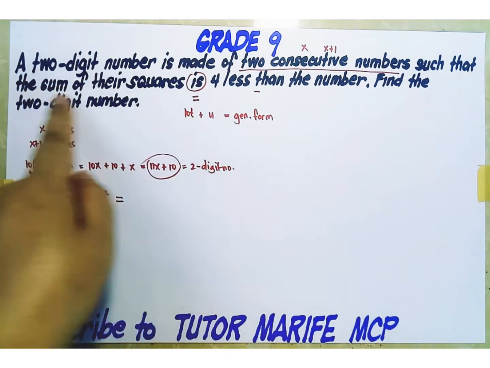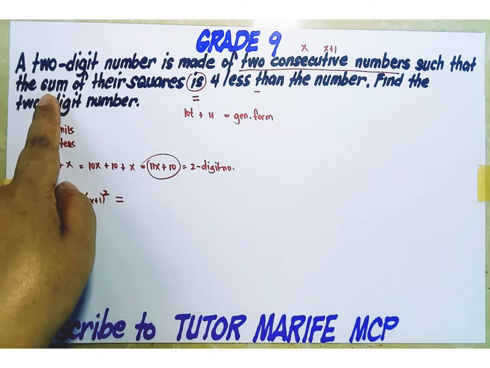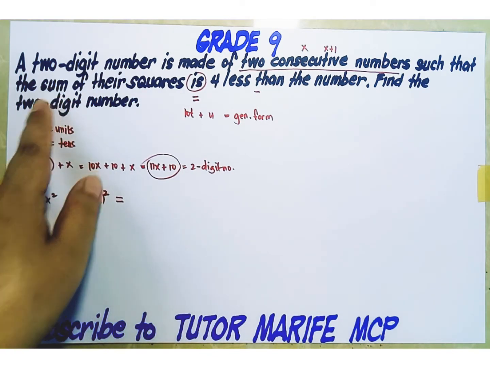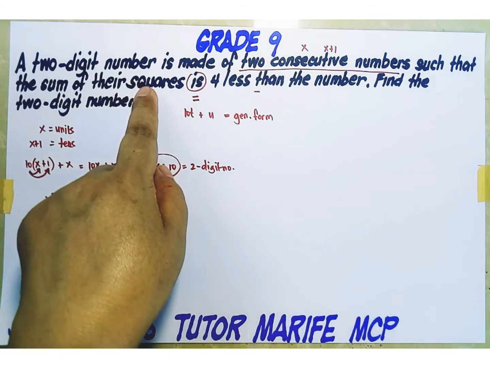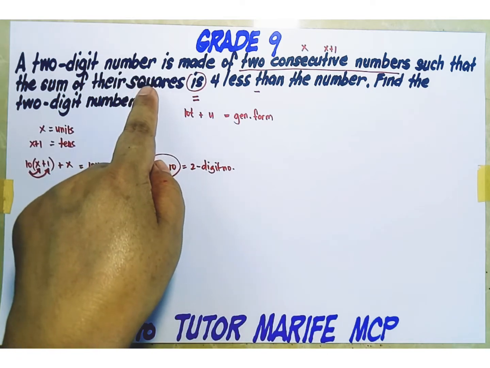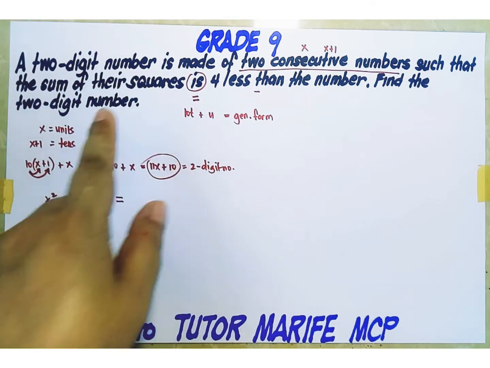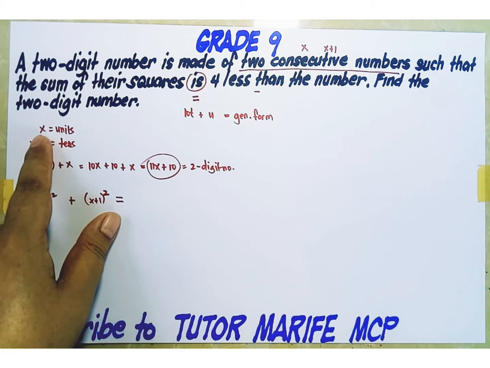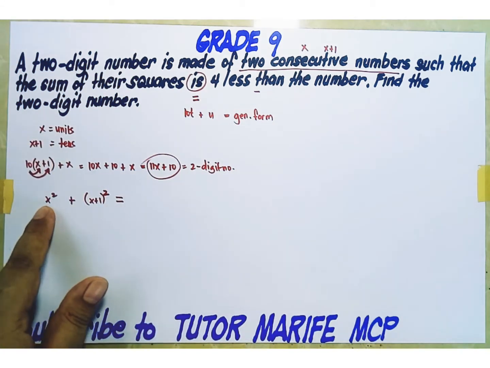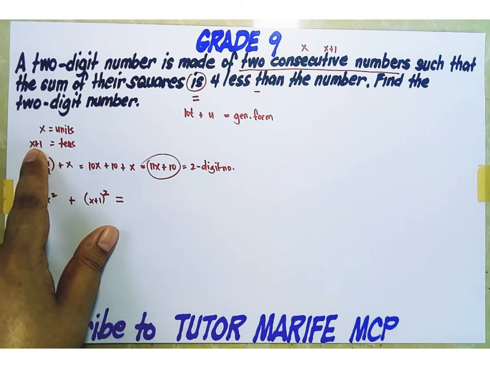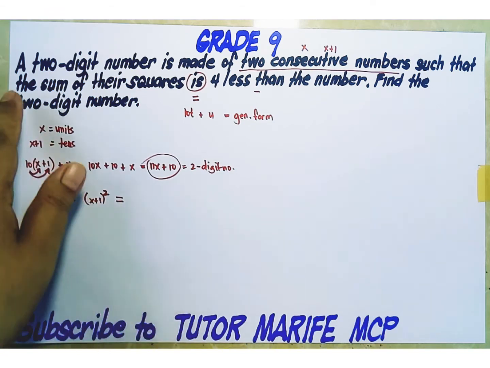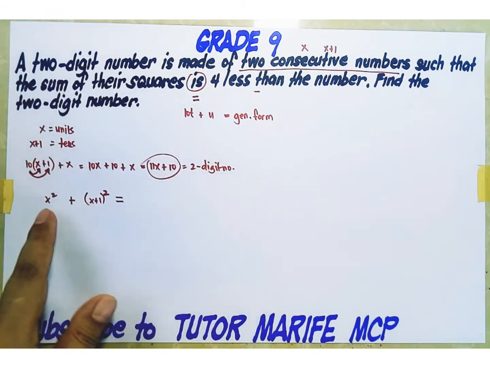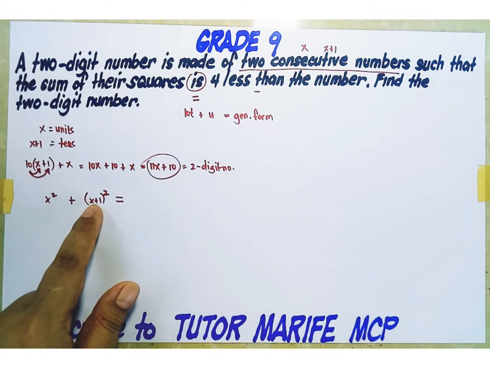Okay, translating this phrase, our keyword is sum. Sum is equivalent to addition. So we have a plus sign here. Squares. This refers to the square of each digit. If the units digit is represented as x, the square of x is x squared. If the tens digit is represented as x plus 1, the square of x plus 1 is the quantity x plus 1 squared. The translation of the sum of their squares is x squared plus the quantity x plus 1 squared.